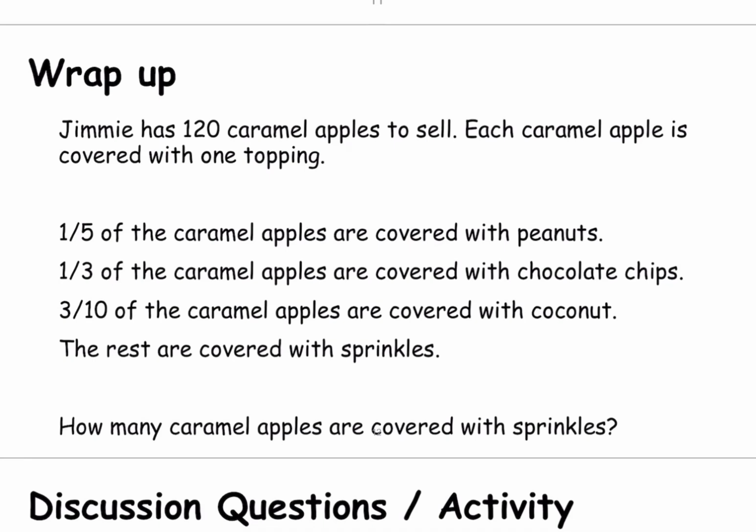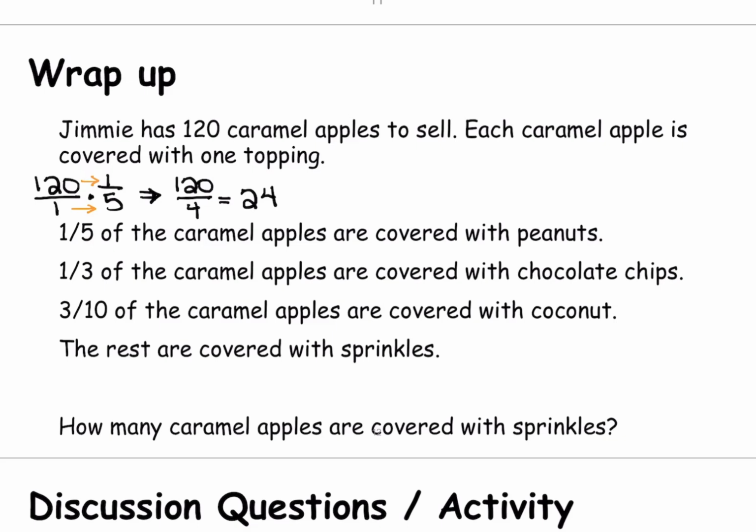So for caramel apples, we have 120 over 1 because we want to write that as a fraction, and that is being multiplied by 1/5. Okay, when we multiply that one, we know that multiplication just goes straight across. 120 times 1 and 1 times 5 gives us 120 over 5, which simplifies down to 24 of the caramel apples being covered with peanuts.